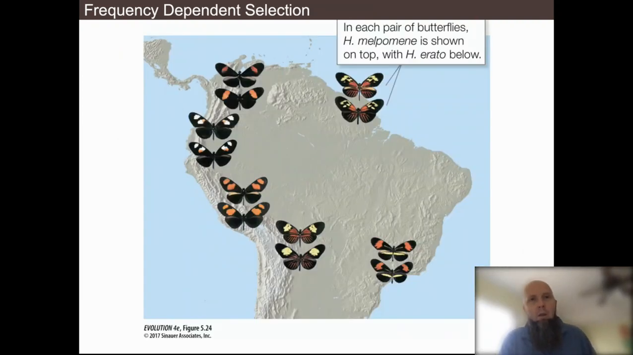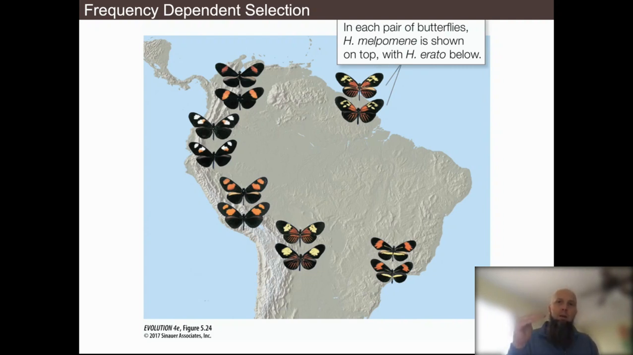An example from your text is illustrated in 5.24, and this is a really remarkable scenario that has been studied extensively by evolutionary biologists. This is one in which two different species of butterfly live in the same places throughout much of South America. And everywhere you go, the two different species look just like one another. And what's remarkable is they look pretty different everywhere you go. So each of these places, it's illustrated what those two species look like.